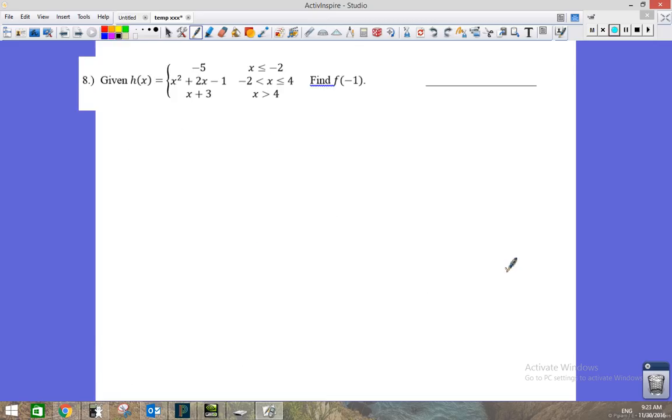Now here we have a piecewise function. We can't use all these equations at the same time. We have to pick one of them to use. And again, I have a typo. This says h, and over here this should also say h.